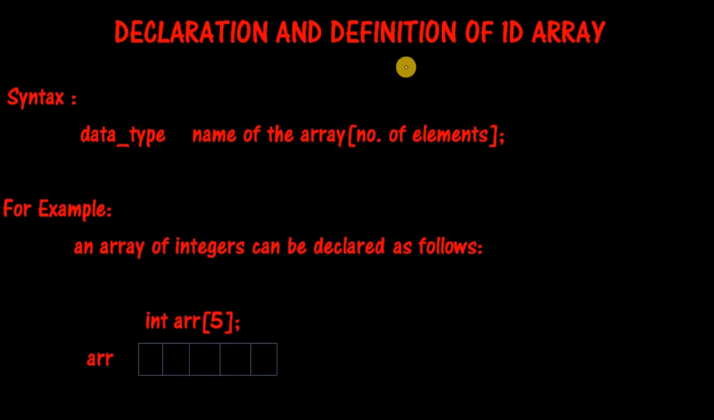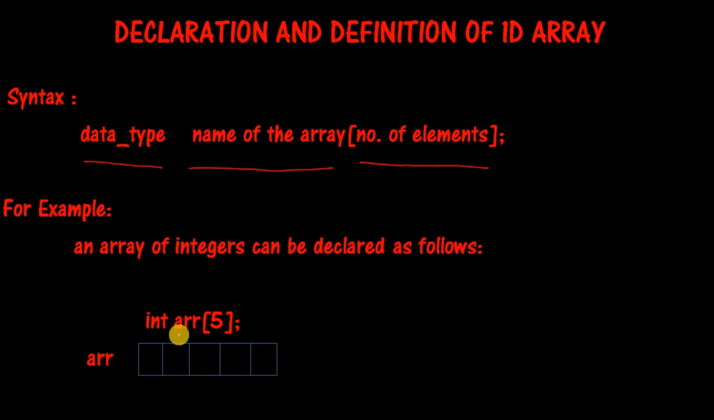Declaration and definition of one-dimensional array. The syntax of declaration and definition of one-dimensional array: first of all, you have to specify the data type. Then the name of the array. And then inside this square bracket, specify the number of elements. For example, an array of integer can be declared as follows. This is the way you can declare an array of integer.